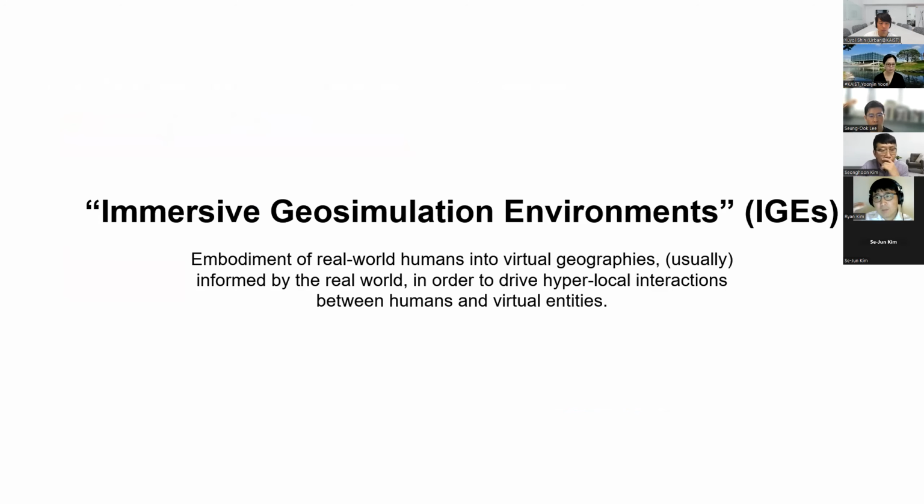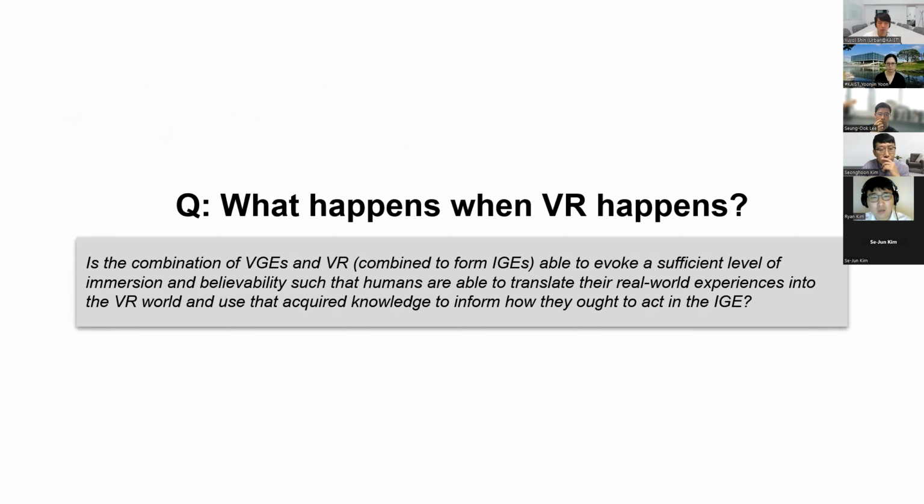We embody people into these virtual simulations, and we see if we can drive those hyperlocal actions I mentioned before into fruition between the humans and the virtual entities. That brings up this natural question of what happens if we actually try to do that? Can we combine these VGEs and VR headsets to evoke enough believability so that people will bring over and translate their real world behaviors into the virtual simulation?